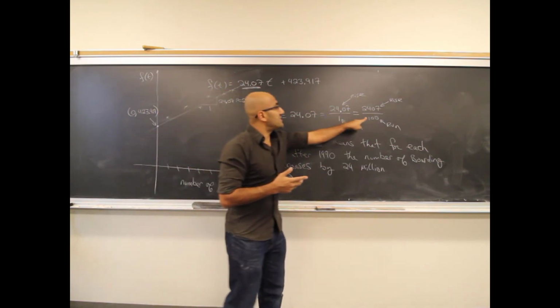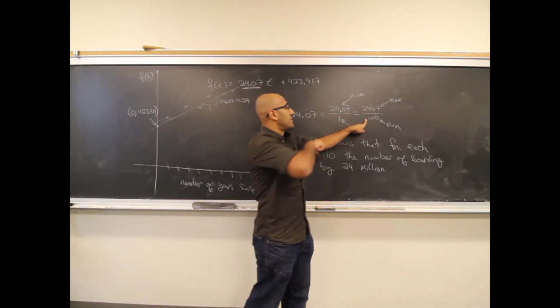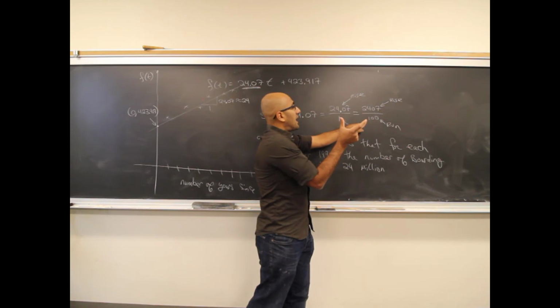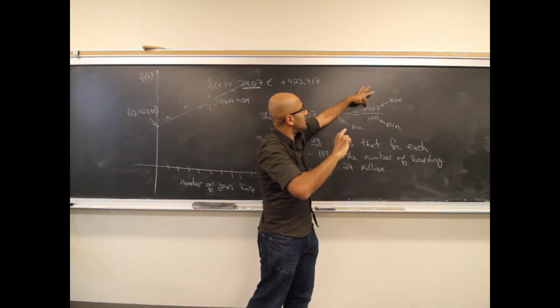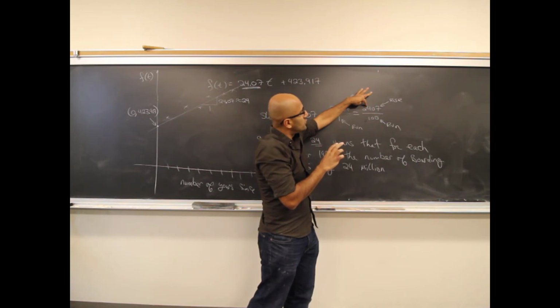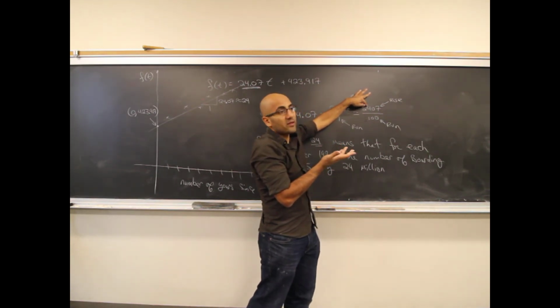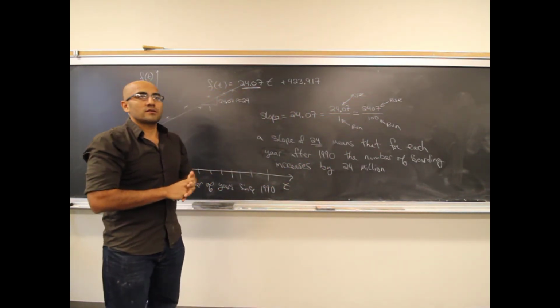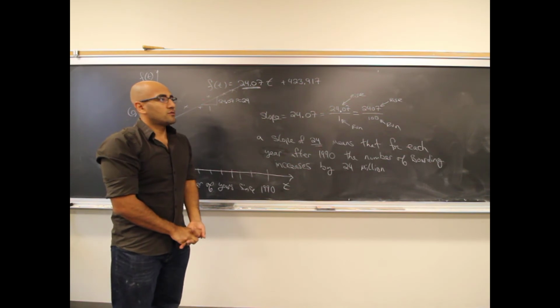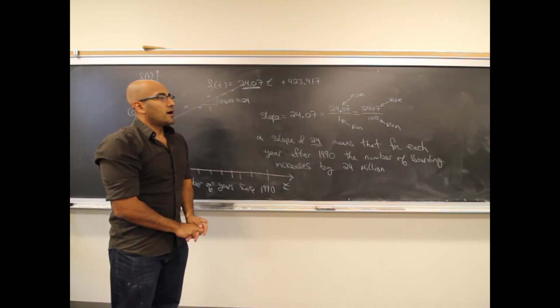A sentence using this other fraction, if we wanted to keep it, would say that for each time span of 100 years, the number of boardings would increase by 2,407 million or 2.407 billion boardings. Good? Questions? Comments? Issues? No? Okay.